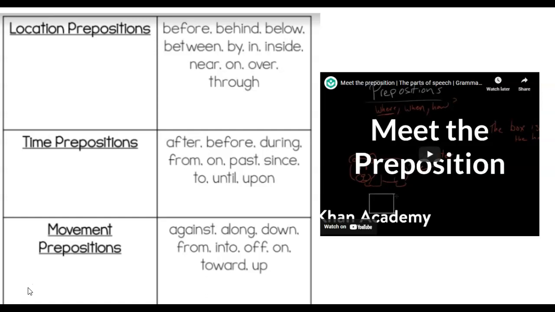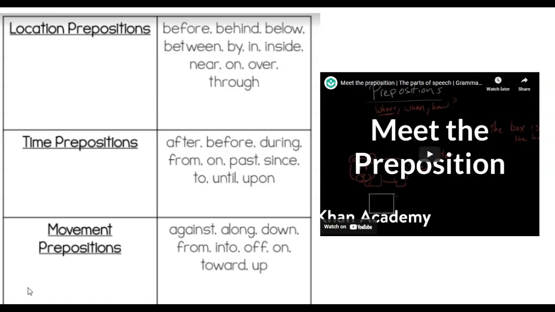So location-wise: before I go to school, behind the school, below the cupboard, between, by, in, inside, near, on, over, through. All of those are position ones. Prepositions are positions. Think of that: on the counter, over the rainbow, through the woods. So you have this where you're going and it's a specific location.